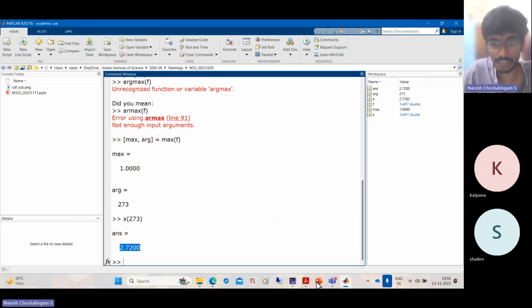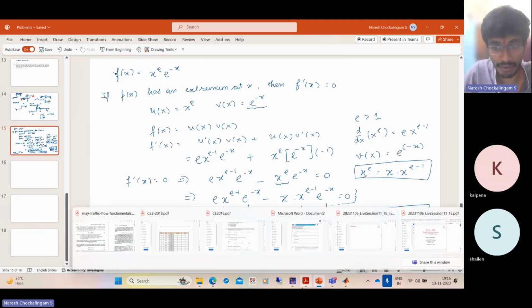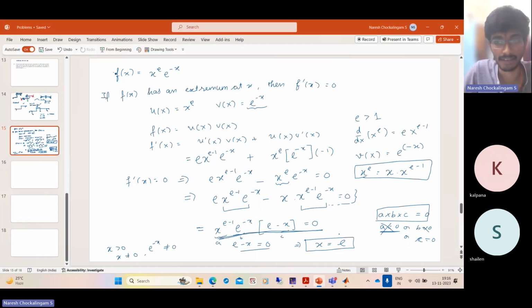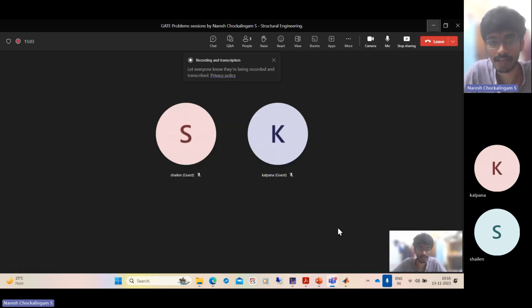So yes, the procedure we did is correct, and we have also checked the answer. So the maximum value of x e power minus x is some value, and that happens at x equal to 2.72. So that's the right answer. So is that okay? Shall we proceed with the other questions for the day? Yes, sir.